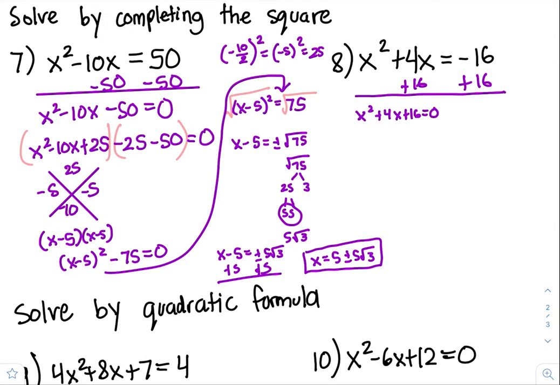So I'll do it up here. 4 divided by 2, square it. 2 squared, which is 4. And then you guys add that number to the equation and you guys subtract it. So then you guys factor this piece and then you guys combine that piece.